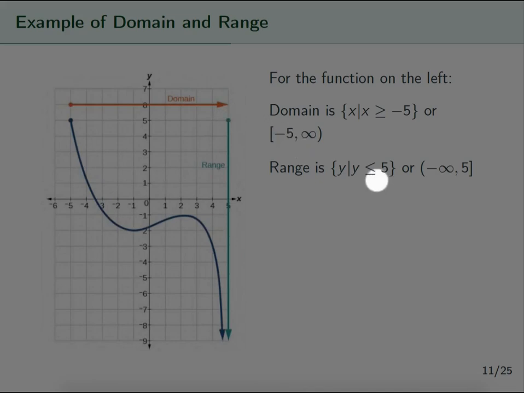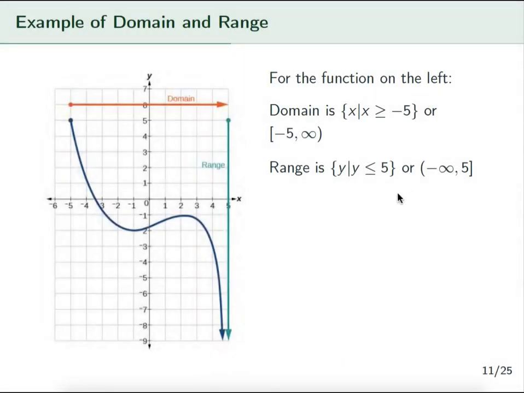So in set builder notation, we have y such that y is less than or equal to 5, so all the numbers less than 5, including 5. And in interval notation, -infinity to 5, and the bracket means including 5. So we need to be able to express domain and range in both notations, set builder notation and interval notation.